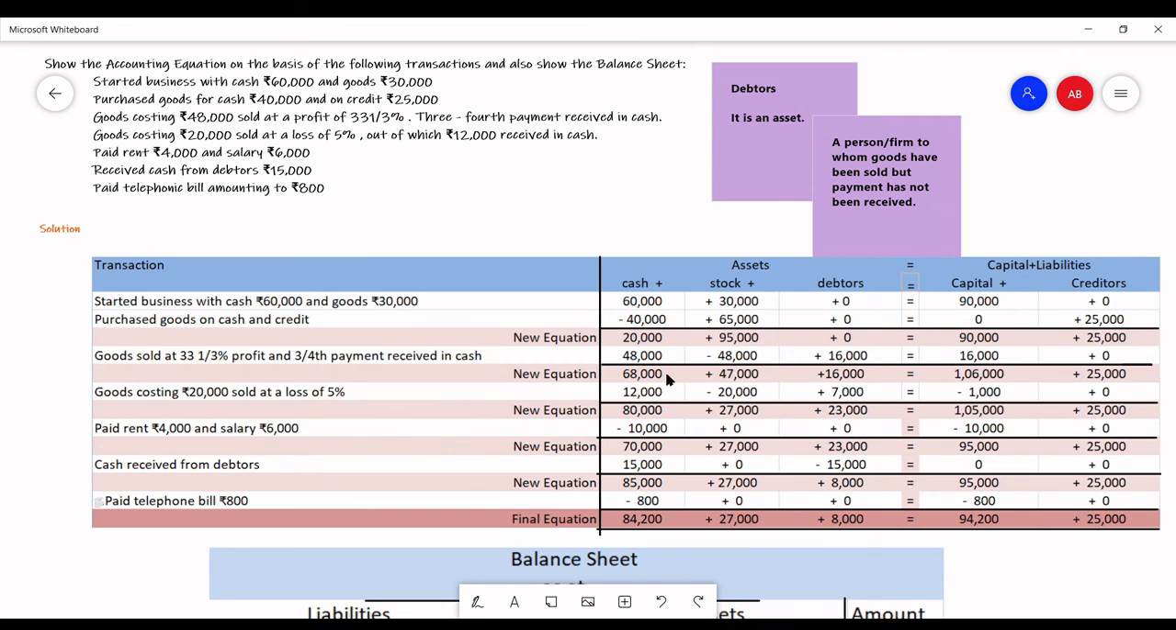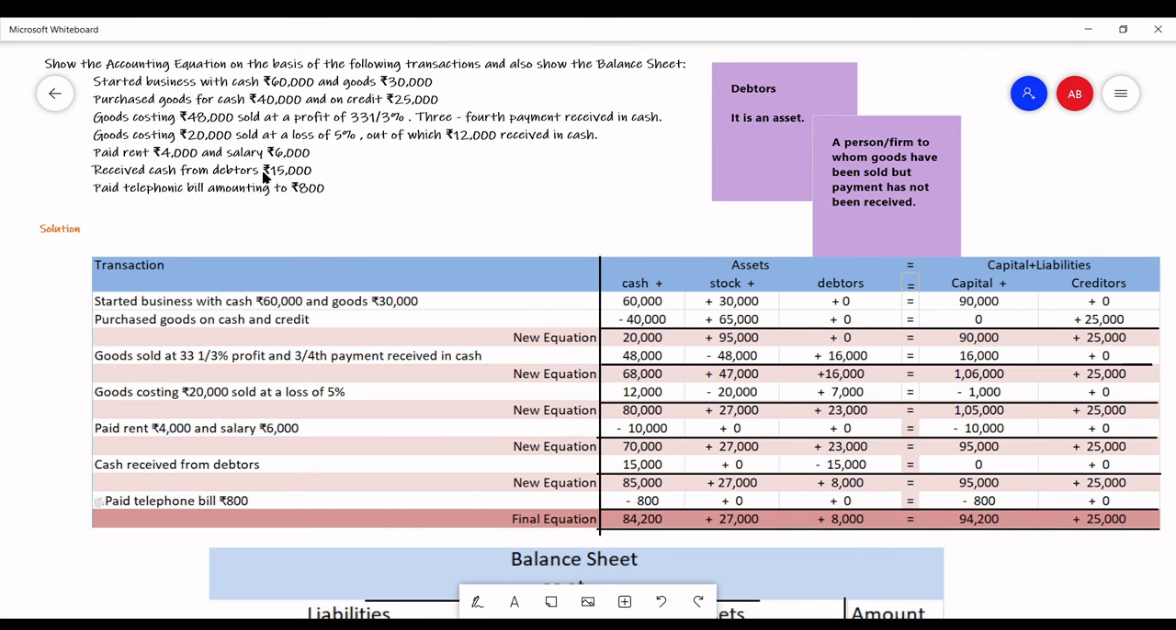The next is paid rent for 4,000 and salary of 6,000. So both these payments are made. Now for this, my cash will be reduced by an amount of 10,000, that is 4,000 plus 6,000. And all these expenses affect my capital balance. So from my capital, I have also reduced 10,000 and drawn up my new equation, which stands at cash at 70,000, stock at 27,000, debtors for 23,000, capital at 95,000, and creditors for 25,000. Let's move on to the next transaction.